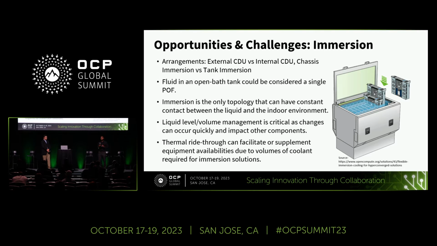And that is going to feed into your concurrently maintainable philosophy. Finally, and it's a really good aspect of immersion cooling, it shows up in the Rev 3 of the requirements document for immersion on the OCP, is the thermal ride-through. You have a really good, compared to air, really good thermal ride-through available to you by virtue of the properties of the fluid. So that really helps if you're looking at maintenance.